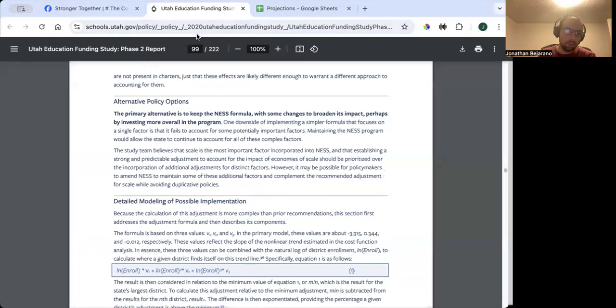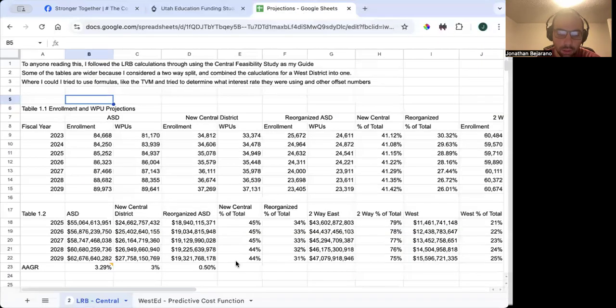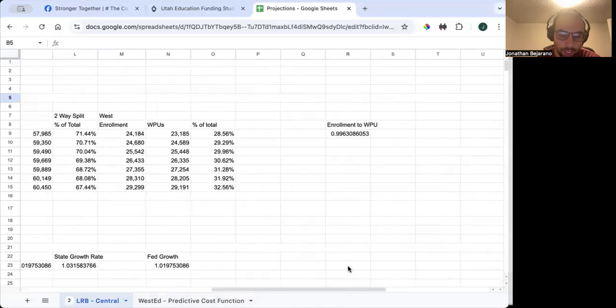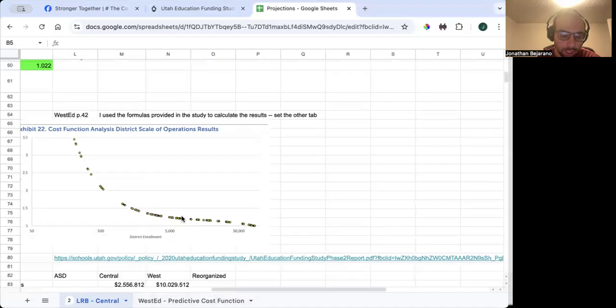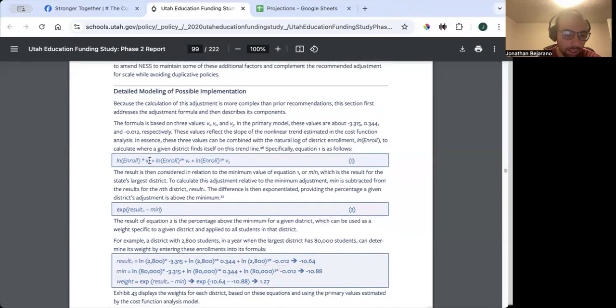So if we go over to the Utah Education Funding Study, what I've done is I have updated the model to follow the formula that they give on page 99. So thanks, Glenn, for pointing out that I did read initially from a graph over here and just kind of gleaned the number from the graph, but now I'm using the formulas. So what I'm going to do is go over how to make this calculation.